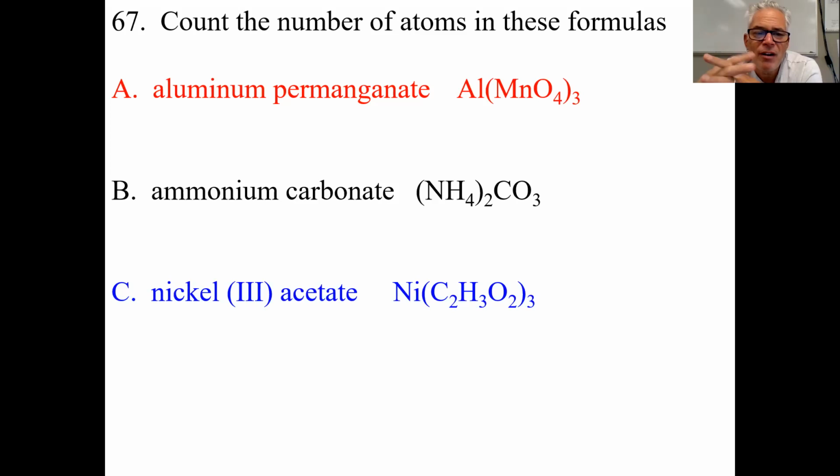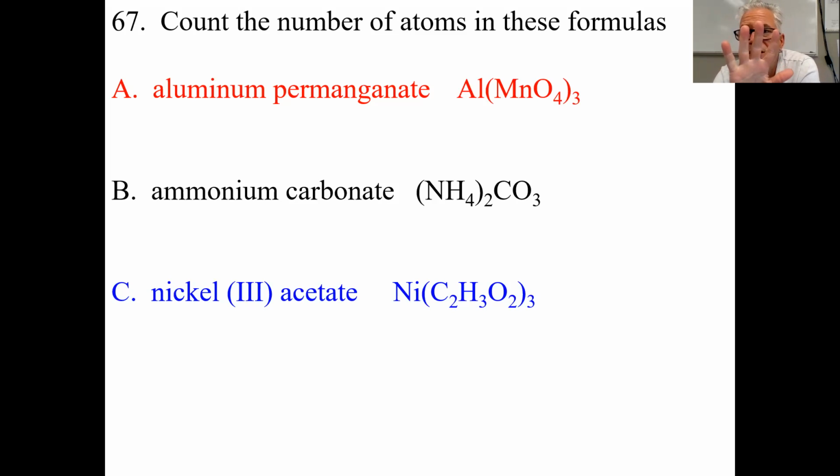Count the number of atoms. Now, you don't have to know these names. We'll learn about them another day. First one's called aluminum permanganate. Al, there's only one Al because it's not Al2 or Al3. Al, we don't even write the number 1. And then MnO4. Mn is something called manganese. It's kind of a cool element. Number 25. Yep, 25. And so there's 1 manganese and 4 oxygen.